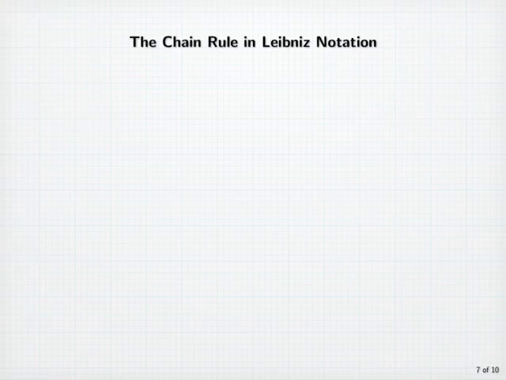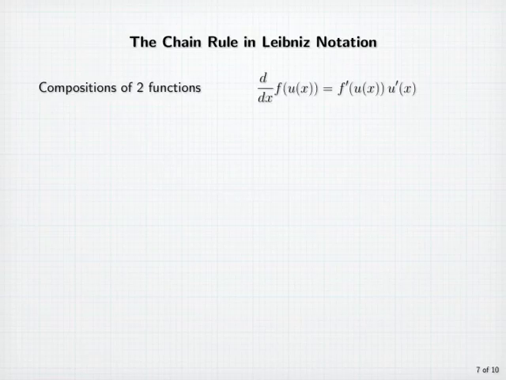The chain rule in Leibniz notation. For the composition of two functions, recall that our previous form for the chain rule is the derivative with respect to x of f of u of x equals f prime of u of x times u prime of x. Now let's omit the x dependence of u and write derivative with respect to x of f of u equals f prime of u times du dx.